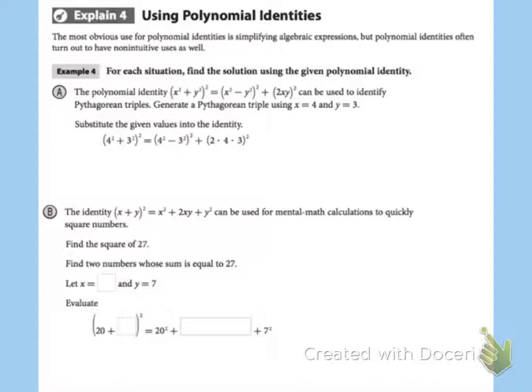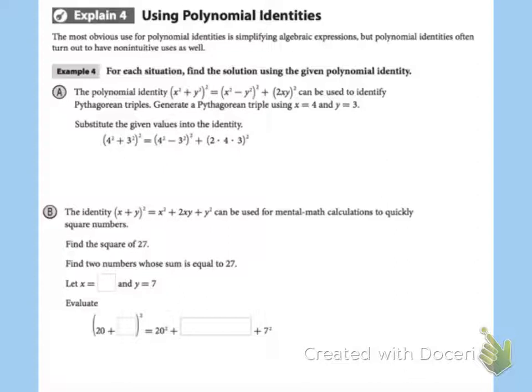Just say you could pick 4 and 3. So let's say we know two of the legs of a Pythagorean triple are 3 and 4, and we wanted to use that to produce another Pythagorean triple, another set of 3 numbers that are all integers that make a right triangle.